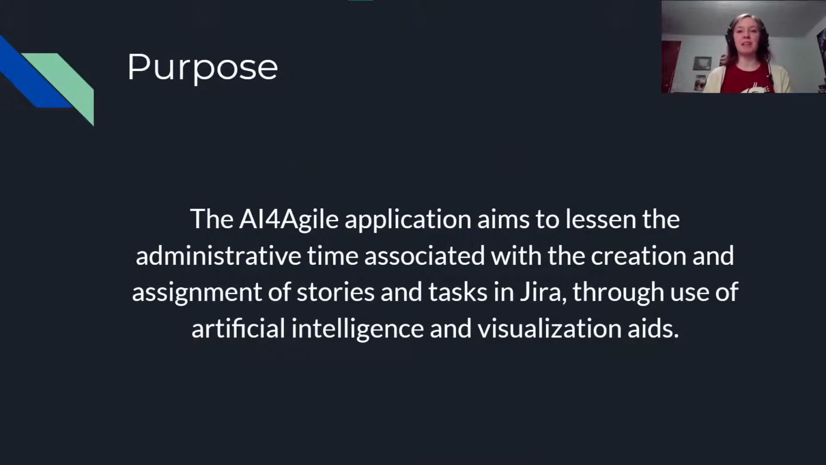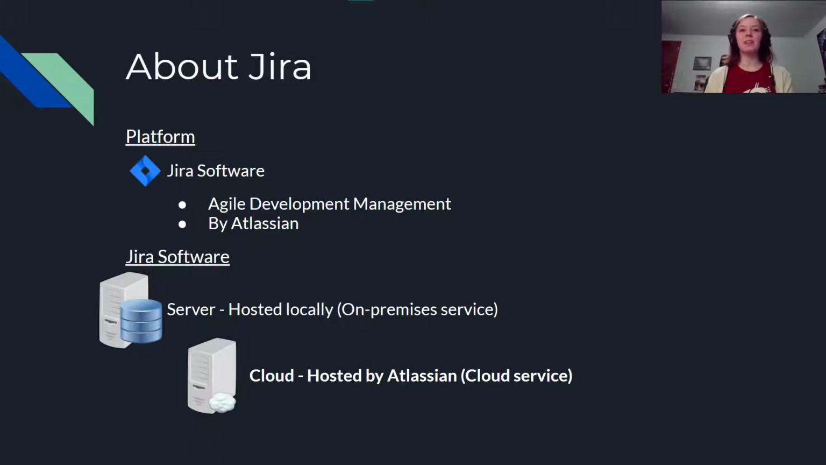AI4Agile is a Jira cloud app which accelerates the user story refinement process in agile development via artificial intelligence and visual aids. Jira, the platform our app is integrated into, is an issue tracking software developed by Atlassian, which offers bug tracking and agile project management. Jira software has two main system versions, of which our app is specific to its cloud service.